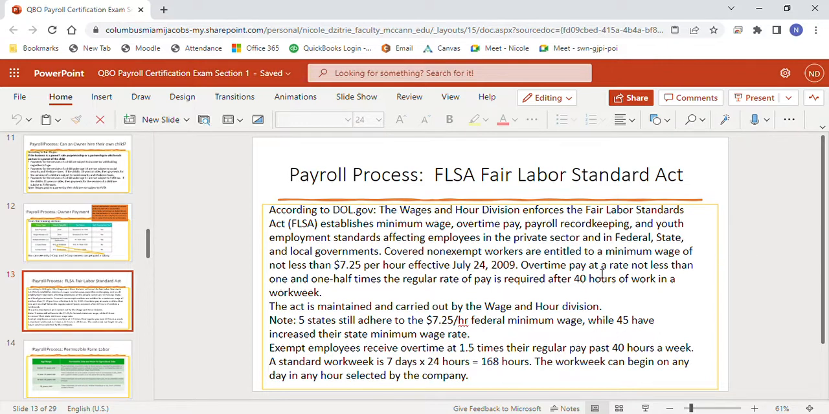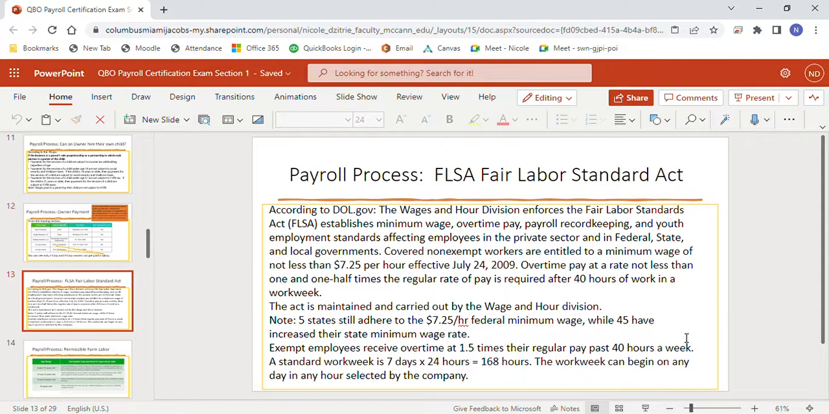Overtime must be paid at a rate no less than 1.5 times the regular rate of pay, and that has to be in effect as soon as the employee works over 40 hours within a work week. The act is maintained and carried out by the Wage and Hour Division. Note, this is unbelievable, there are still 5 states that adhere to the $7.25 federal minimum wage. And there are 45 that have increased it.